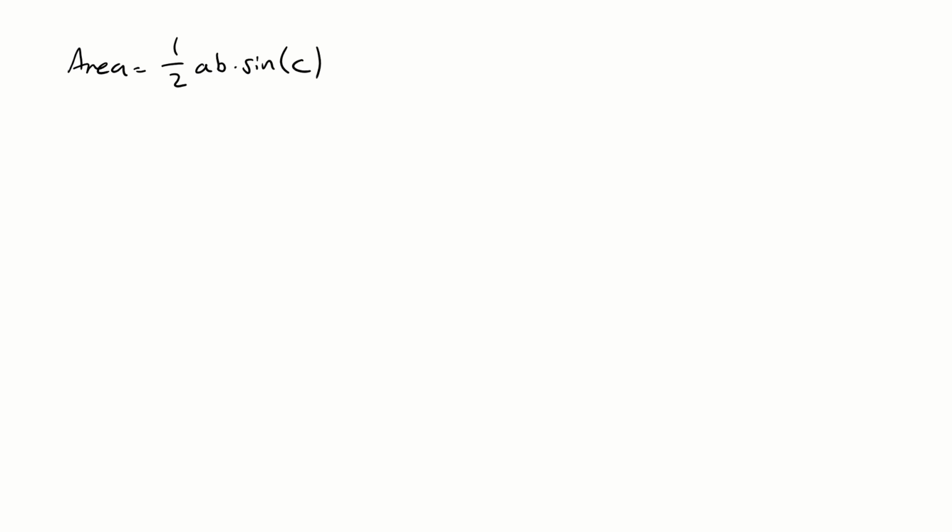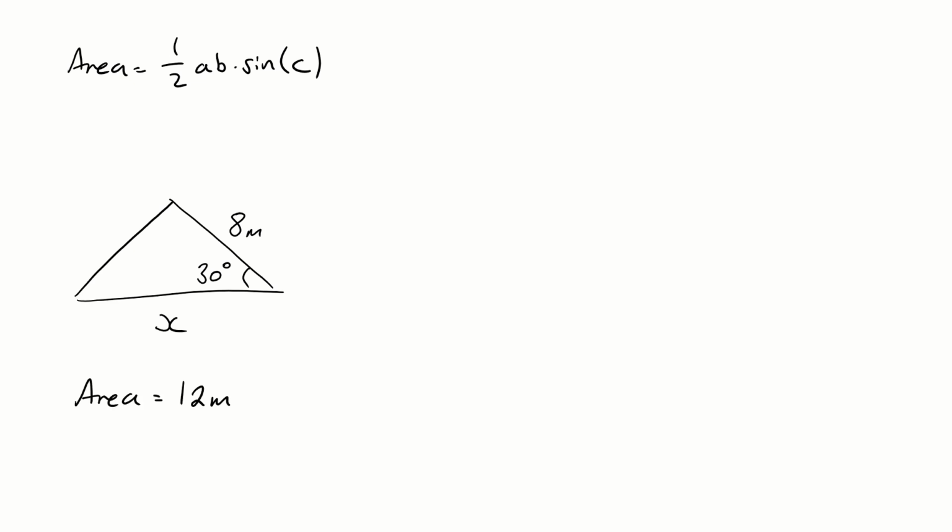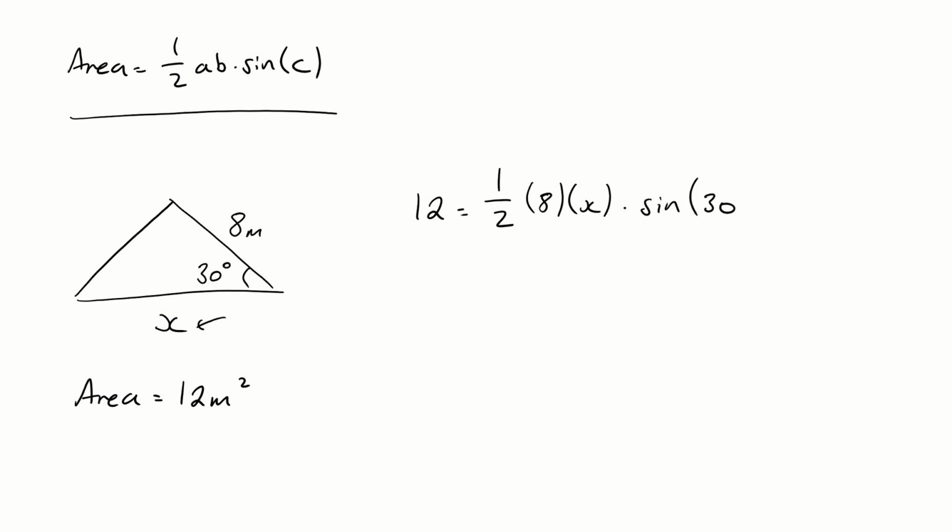So let's say that our non-right angled triangle looks something like this one here, where we've got an unknown side length x. Here we're told that this one up here is maybe 8 meters long, and this angle in here is perhaps 30 degrees. However, we're told that the area is actually equal to 12 square meters. So how might we work out what this unknown side length x is? Well, if we put what we know into this formula, we know that 12 is equal to a half times our two side lengths, our 8 and our x, multiplied by the sine of our angle, which is 30 degrees.